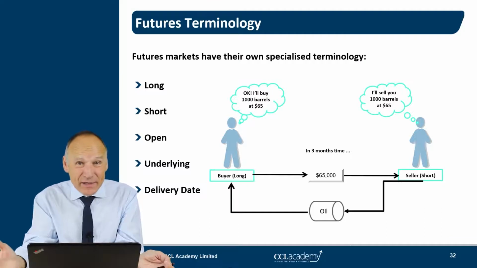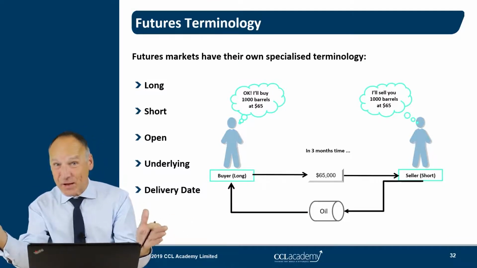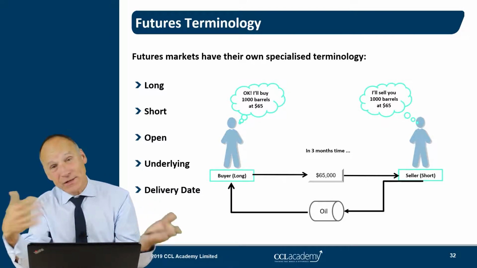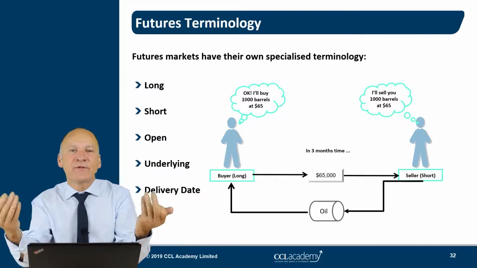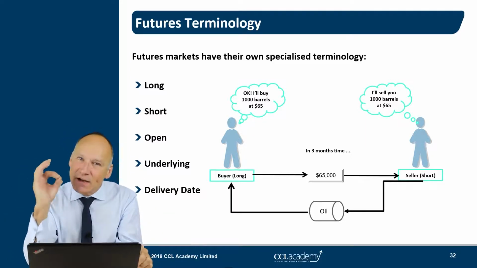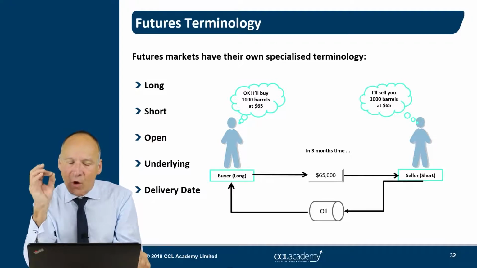The delivery date we've already specified is 3 months, so it's 3 months after it's entered into, so maybe that's the 31st of March because they're entering into it on the 1st of January. So the delivery date is specified in the contract. It's a contractual obligation, the delivery date.